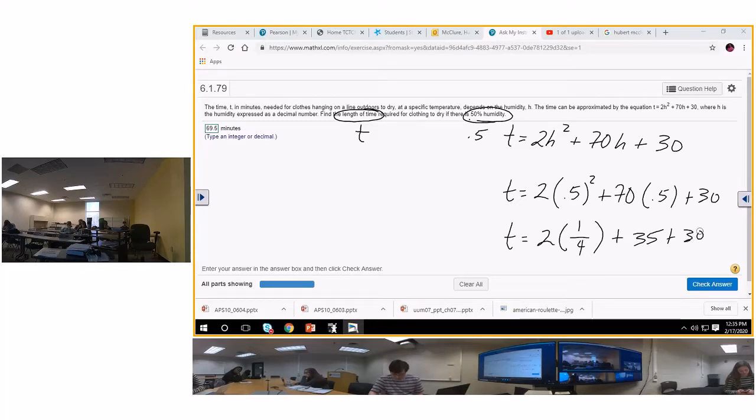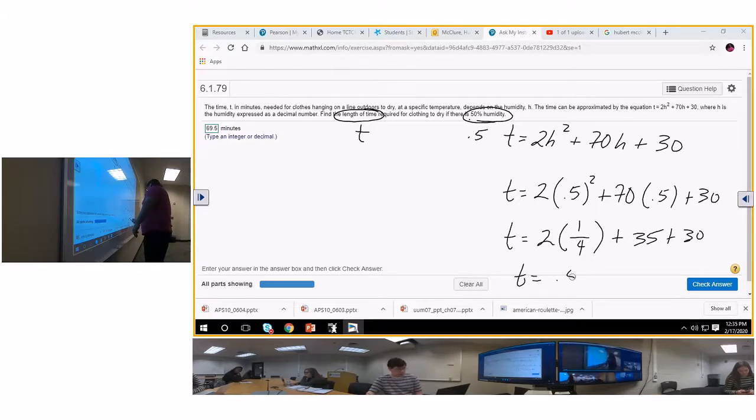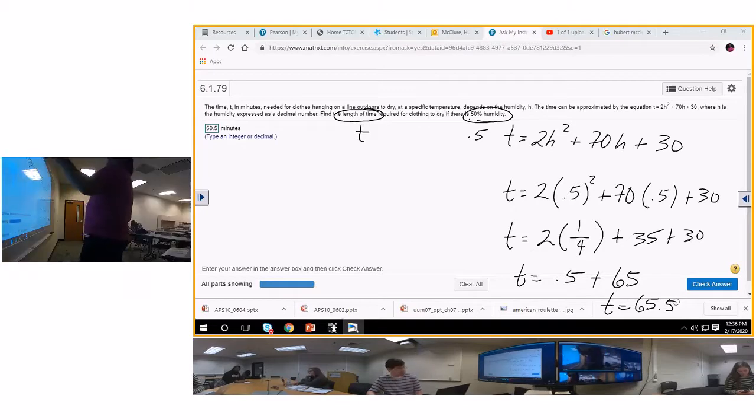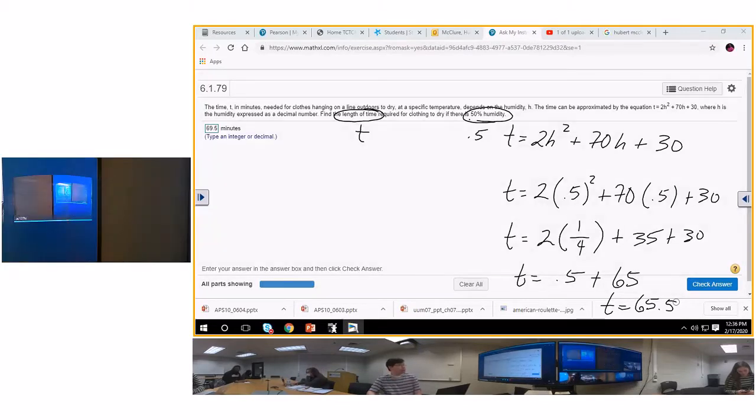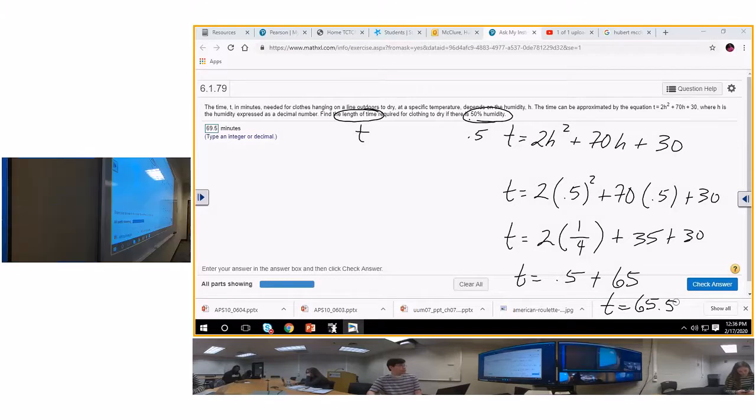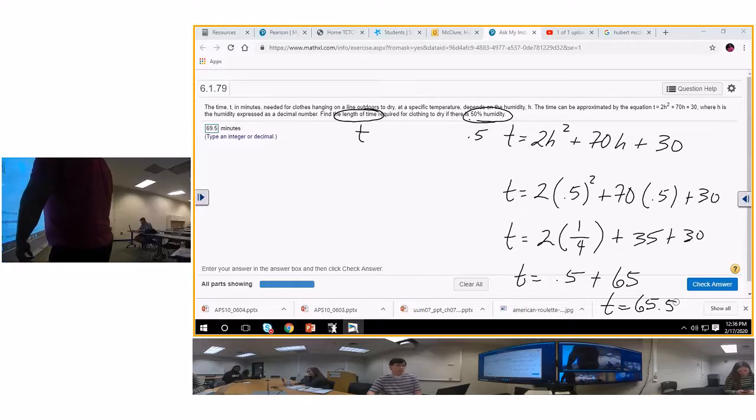And then a fourth of 2 is 1 what? 2 over 4, which is 1 half. So T is equal to 0.5 plus 65. And that's 65.5 minutes. Is it in minutes? Somebody read it. Yeah, minutes. So it should be 65.5. So that's what? An hour and 6 minutes?